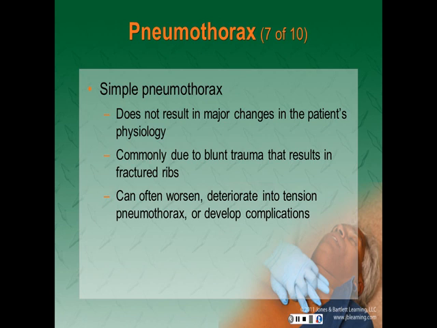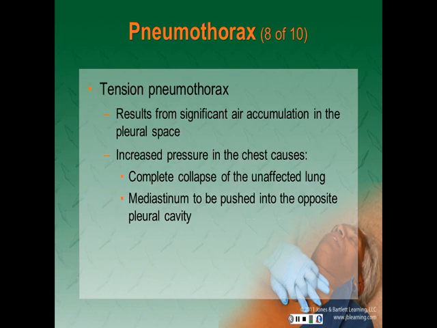And you should be vigilant because the simple pneumo can often worsen or deteriorate into a tension pneumo or develop complications like bleeding and hemothorax. Pre-hospital treatment is to provide high-flow oxygen, monitor oximeter readings and breath sounds, treat the underlying cause of the injury, and do not withhold positive pressure ventilation if the patient needs support. It may cause a tension pneumo, and you should have a plan to resolve the complications.